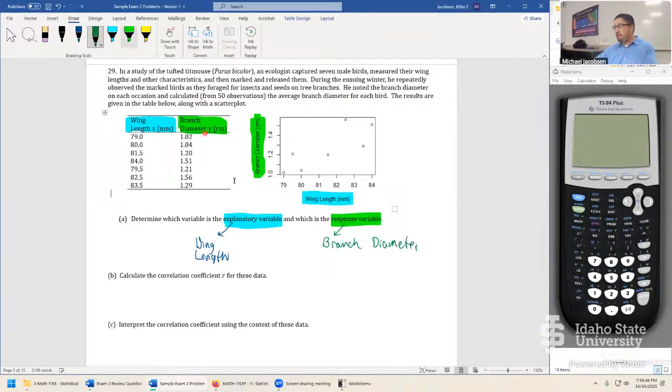You might write out the explanatory variable is the wing length. The response variable is the branch diameter. But if you're saving time on the exam, I just have to know which is which, and an arrow definitely does the job there. Saves a little bit of writing.